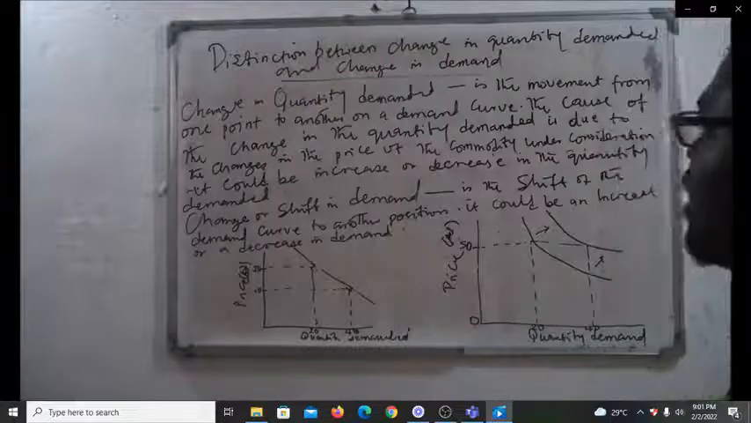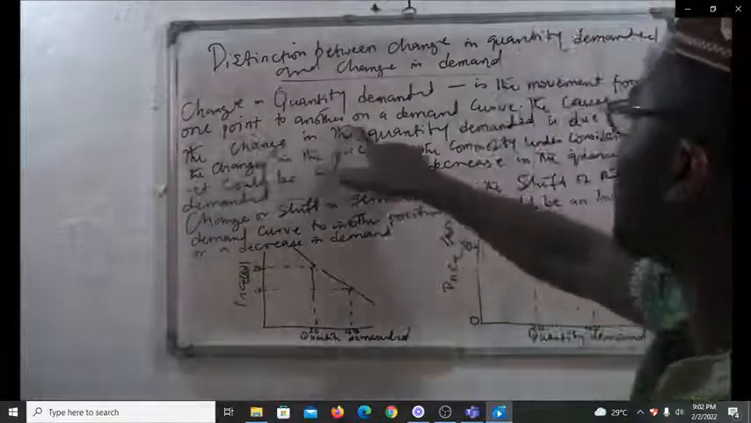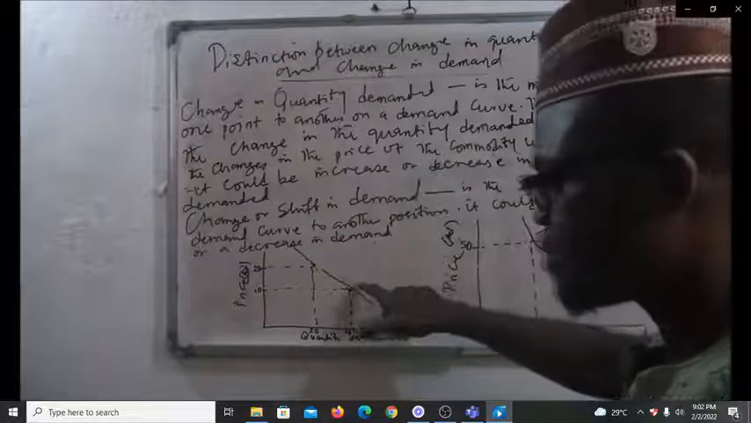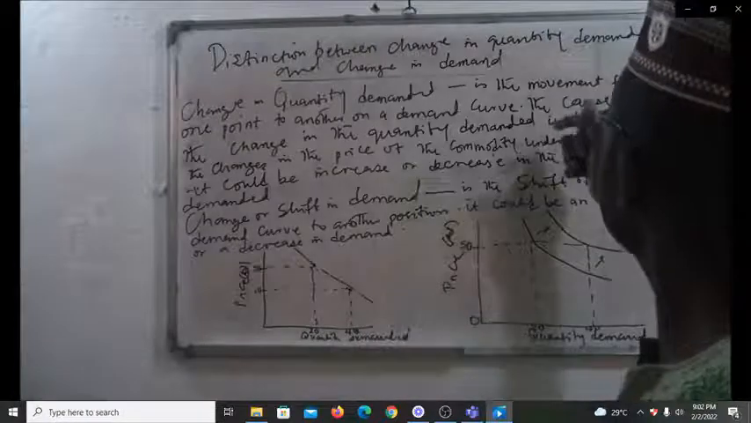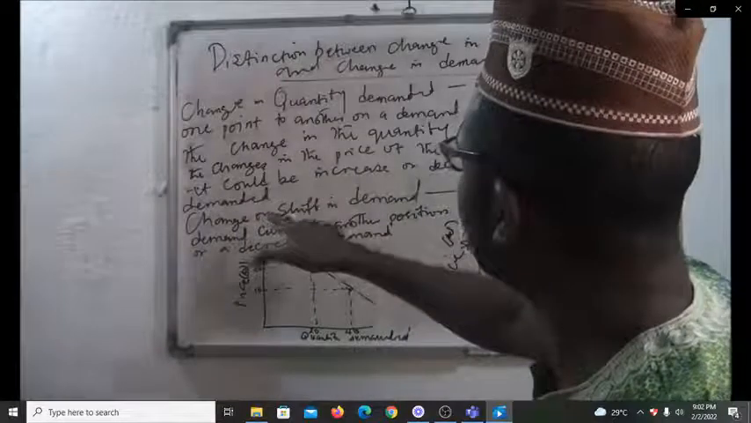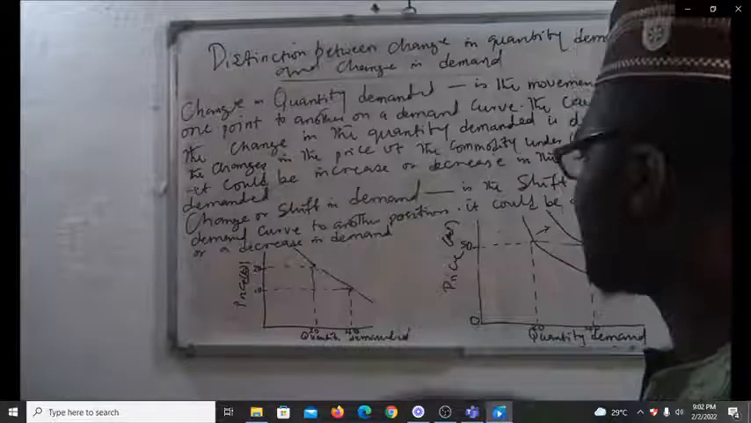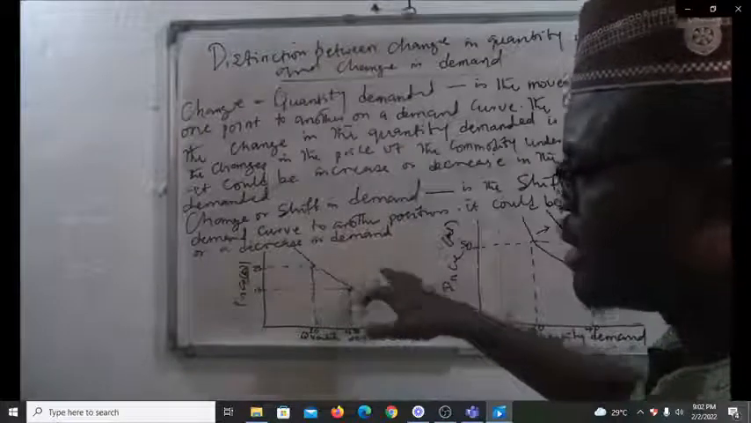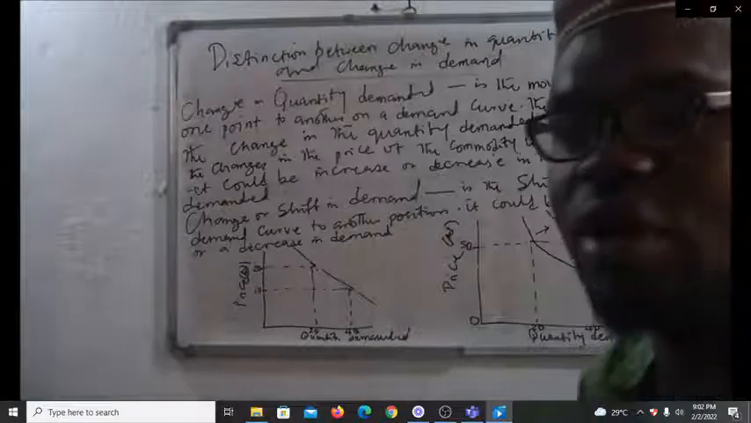Then, by way of explanation, change in quantity demanded is the movement from one point to another on the demand curve. The cause of change in the quantity demanded is due to changes in the price of the commodity under consideration. Is that clear? That is the major cause of change in quantity demanded. Change in quantity demanded is majorly caused by change in price of the very commodity demanded.